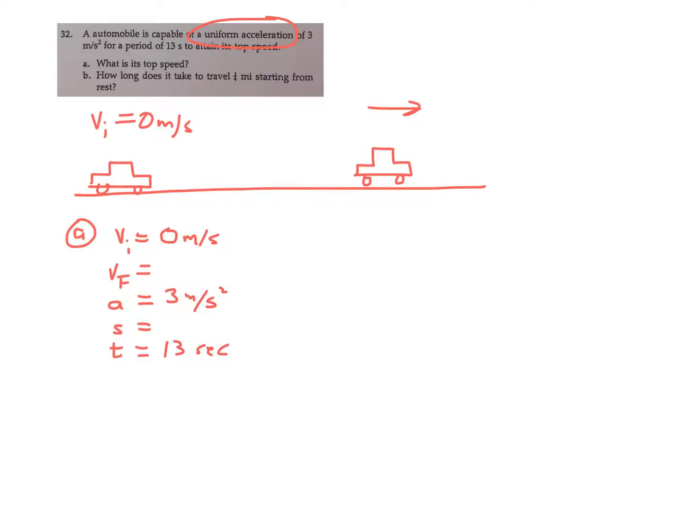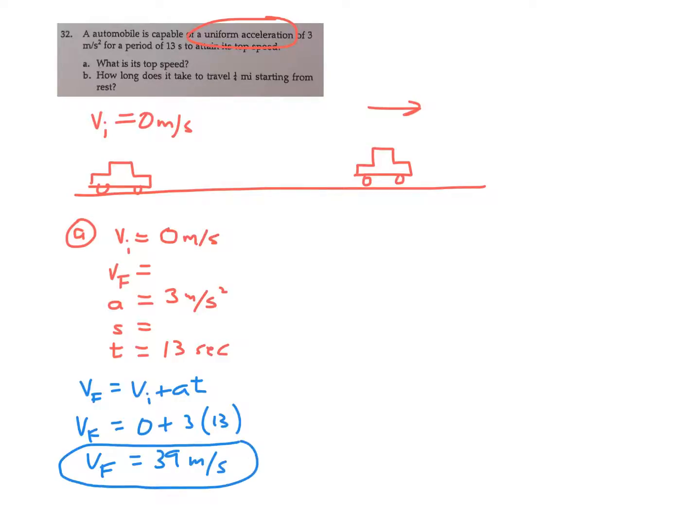if you do that first equation that we have listed, v sub f equals v sub i plus at, we will get, well, v sub i is 0 plus 3 times 13. So our v final is 39 meters per second. In this case, it seems low, but it's over 80 miles per hour, closer to 90 miles per hour. Anyways, that's our v final.